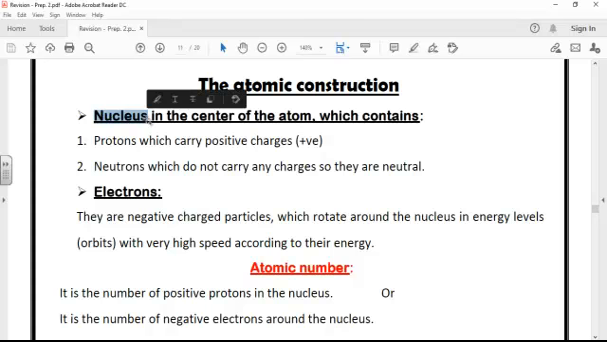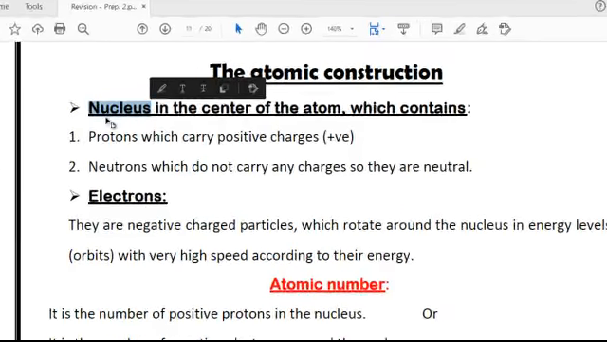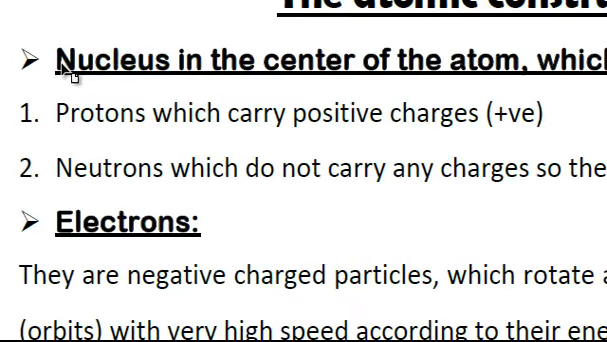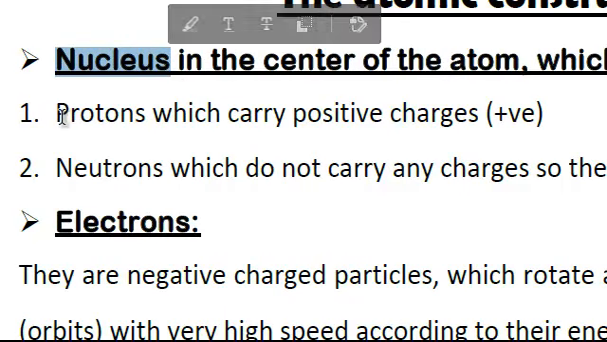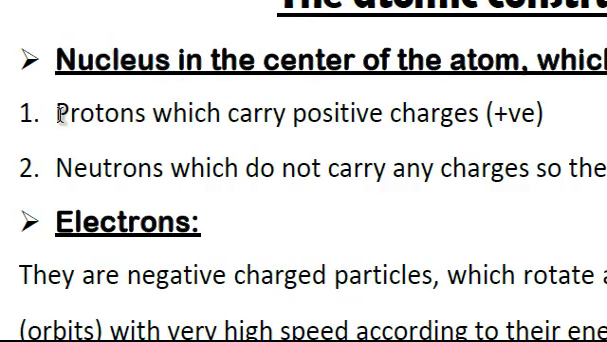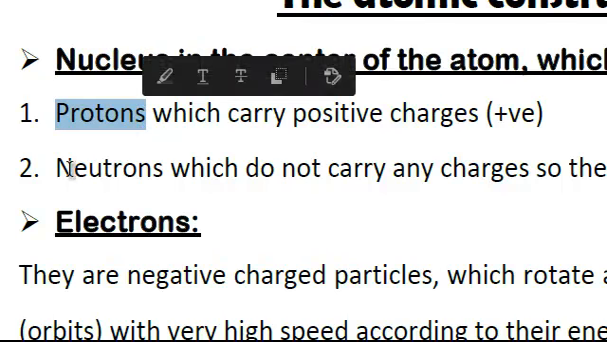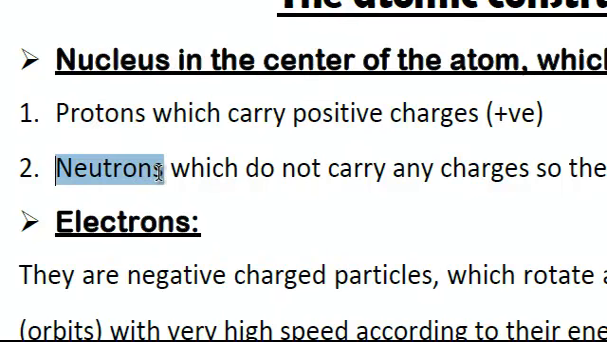Like the solar system, the sun in the middle, and the planets rotate around it. It's nearly the same. Here you can find the nucleus in the middle, like a circle. This nucleus contains two particles, number one, protons, and the second one, neutrons.